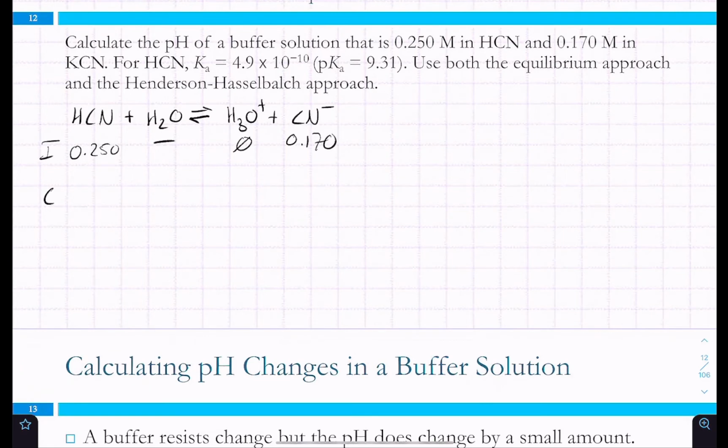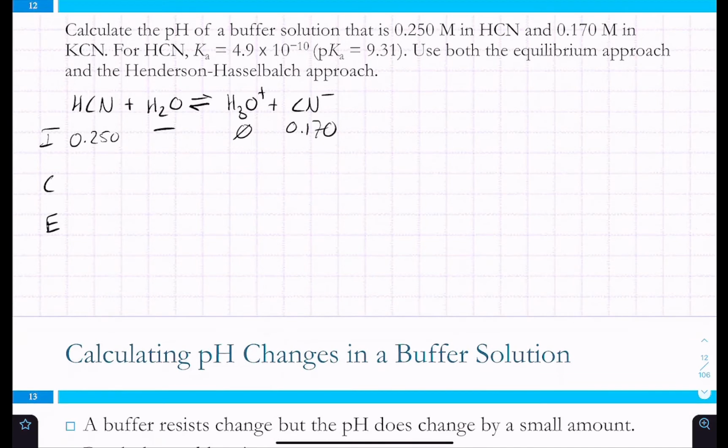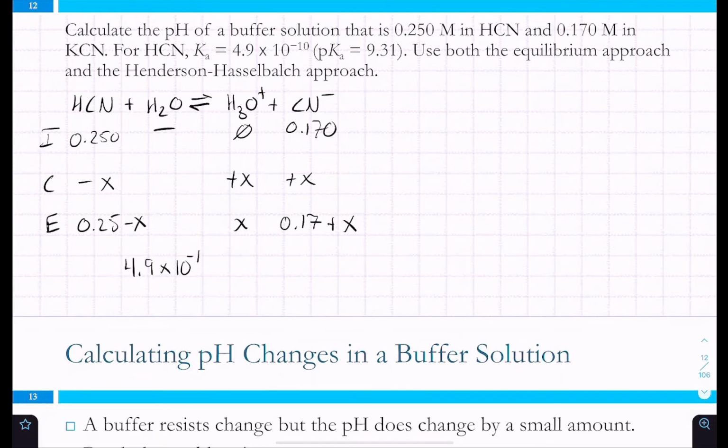So it's our initial change. And again, because there's no acid already in the solution, we know that we have to go towards that 0 in this equilibrium. So this is going to be minus x, x, x. And then set this up like we have 1,000 times before. So x times 0.17 plus x, over 0.25 minus x. Do you think that our x's small approach is going to be valid?